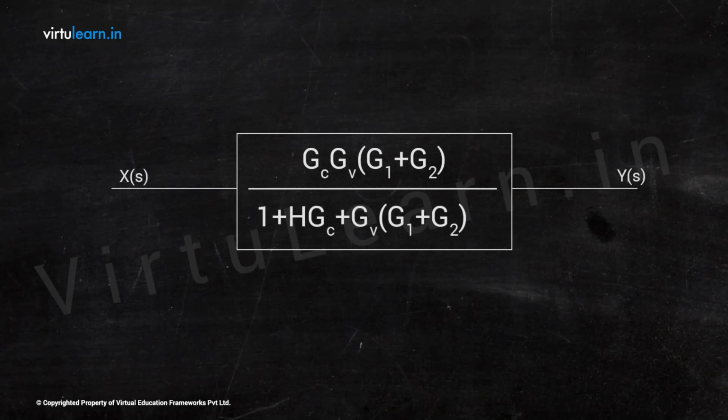If you find the overall transfer function, then your numerator is G1, G2, G3, G4 divided by 1 plus G3, G4, H2 plus G2, G3, H3 plus G1, G2, H1 plus G1, G2, G3, G4, H1, H2. So this is the overall transfer function of the two loop problem where we have some interconnection. This way we can solve the problems.